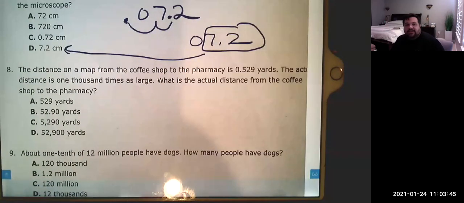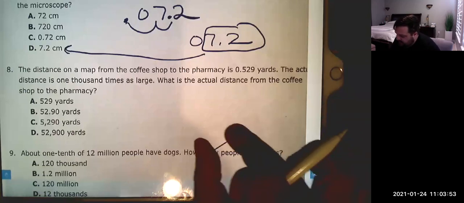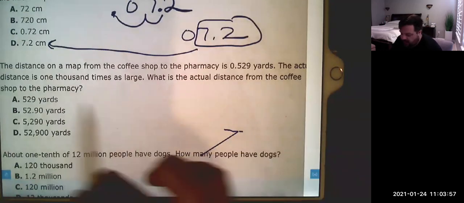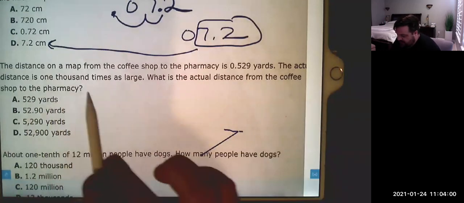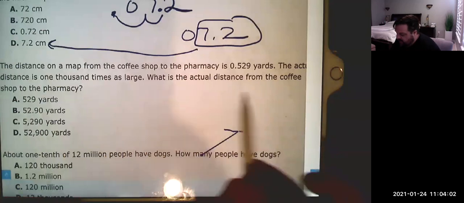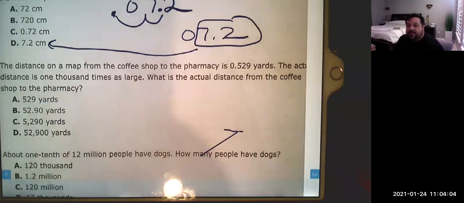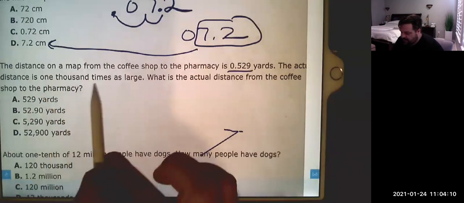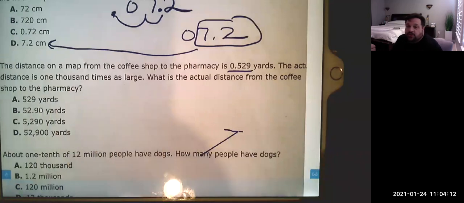Number 8 says the distance on a map from the coffee shop to the pharmacy is 529 thousandths of a yard. I cut off part of the word there. The actual distance is 1,000 times as large. What is the actual distance from the coffee shop to the pharmacy? So take this number, and it's 1,000 times as large. Pause and try to solve that.